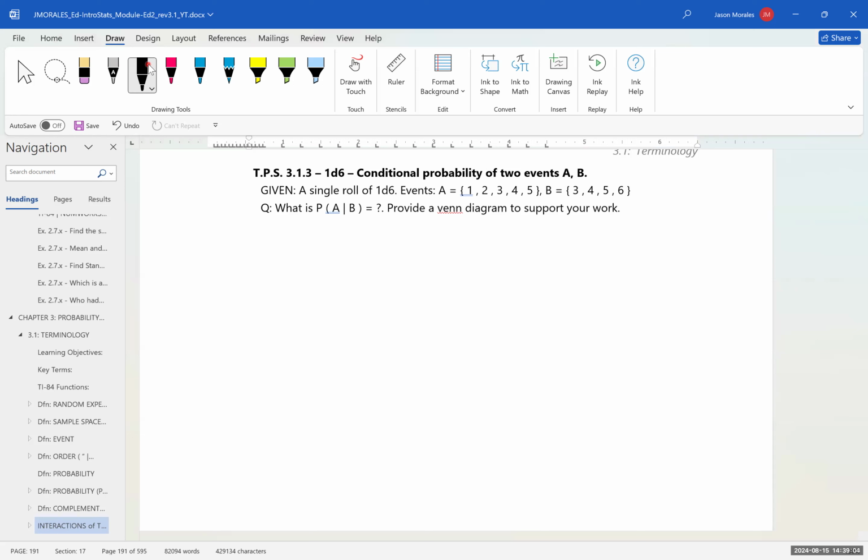All right, so let's look at another example. This one's a think, pair, share. So this is one for you to attempt. So go ahead and pause the video and resume when you're ready to see a solution to this problem.